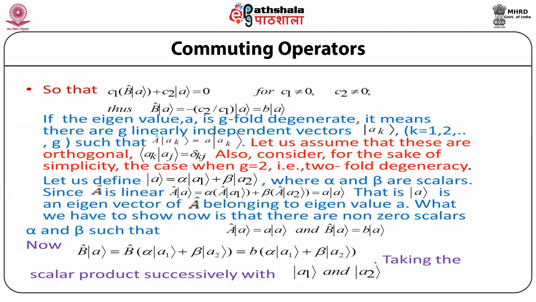So what we have done is basically we have written the operator B as a linear expansion in terms of the ket vector A. Now rearranging the terms in the above equation, in the linear expansion, we can rewrite the above equation as operator B acting on ket vector A is equal to minus C2 by C1 times ket vector A, and this is equal to eigenvalue B times ket vector A.